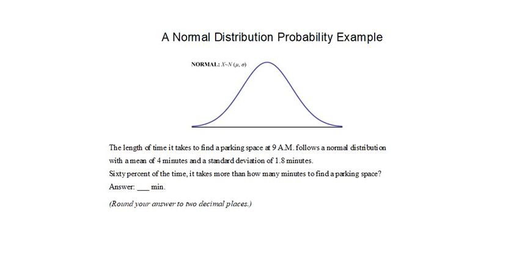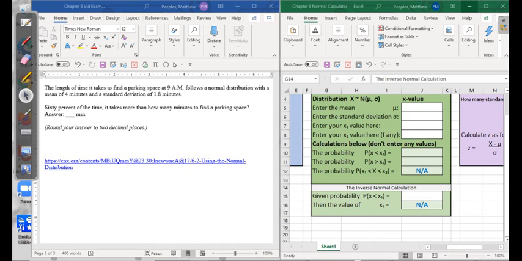Well, let's go to our Excel calculator again. We're going to use our normal distribution. This time it's the inverse normal. And the reason why is that we're actually given the probability, but we have to do a little bit of reasoning with it first. Right now we're given this information: the probability that X is greater than that number of minutes it takes for us to find a parking space is equal to 60%.